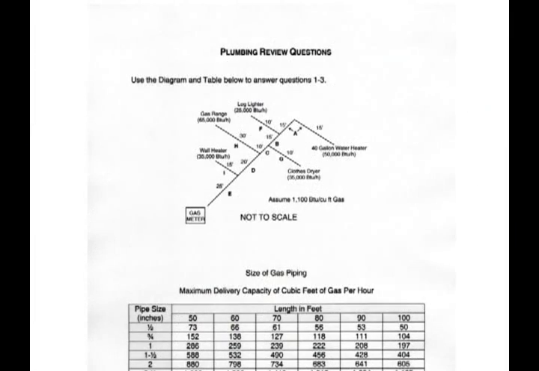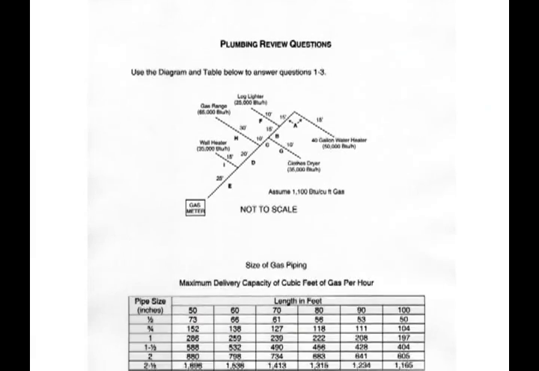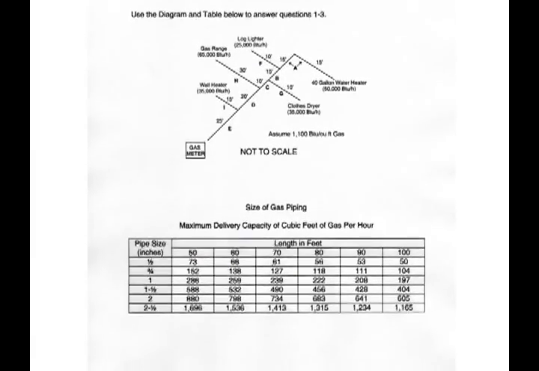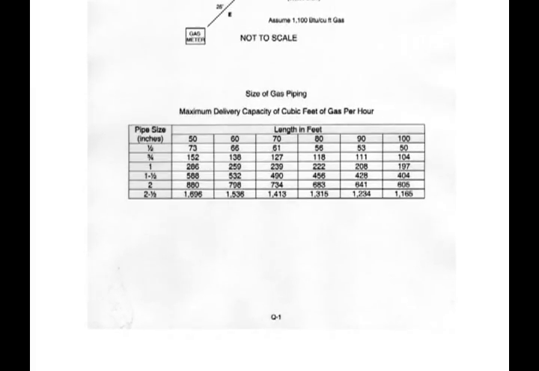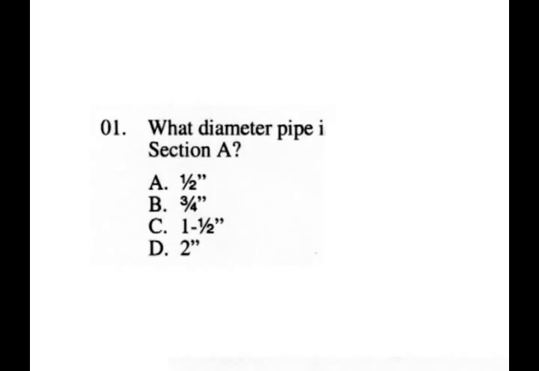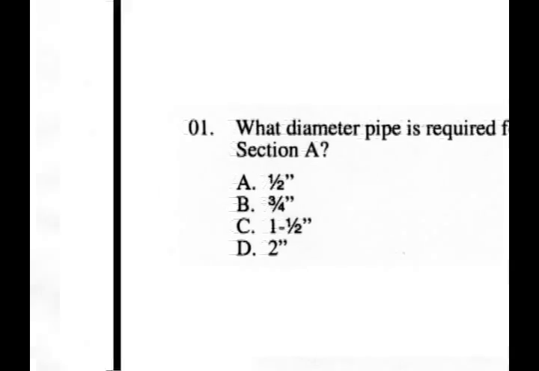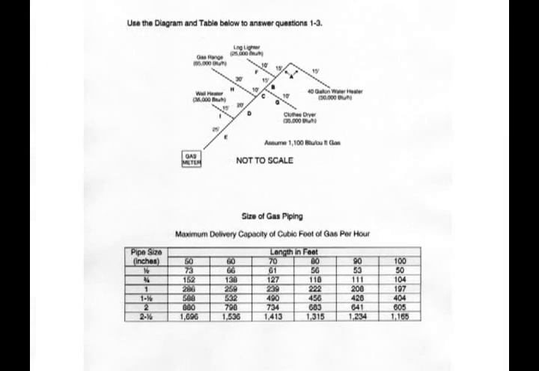We are beginning the plumbing review questions. On the first 3 questions, we're going to be dealing with this first page, referring back to the diagram on the top and the chart on the bottom. Let's get started with number 1. What diameter pipe is required for section A? Well, let's take a look at the chart and the diagram.